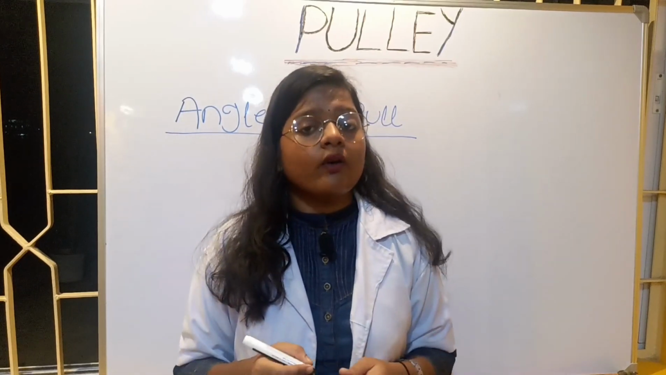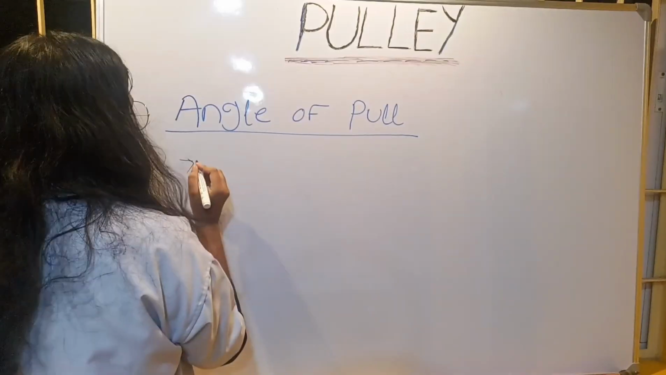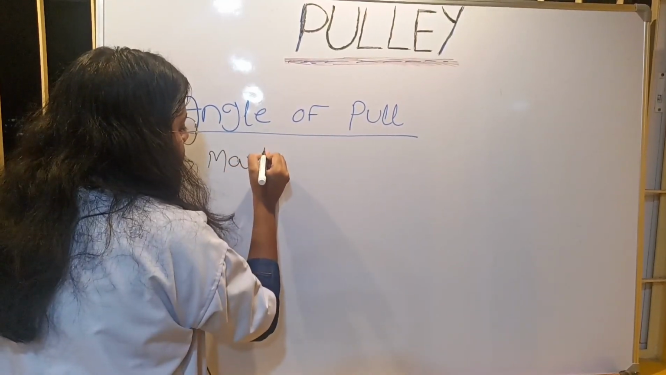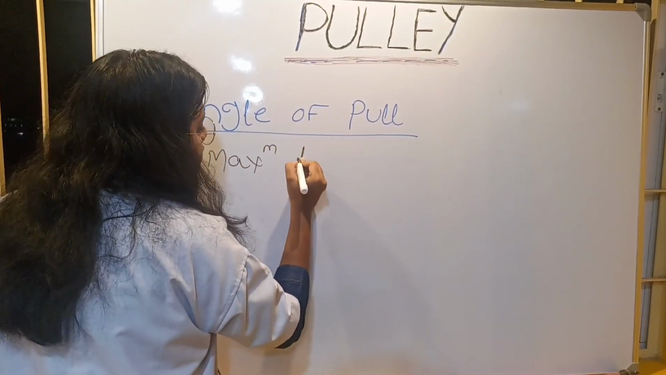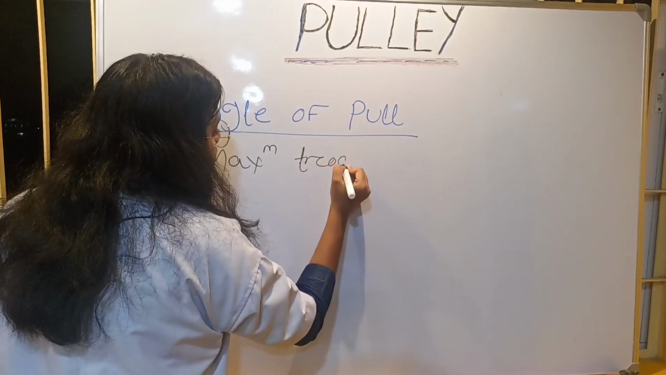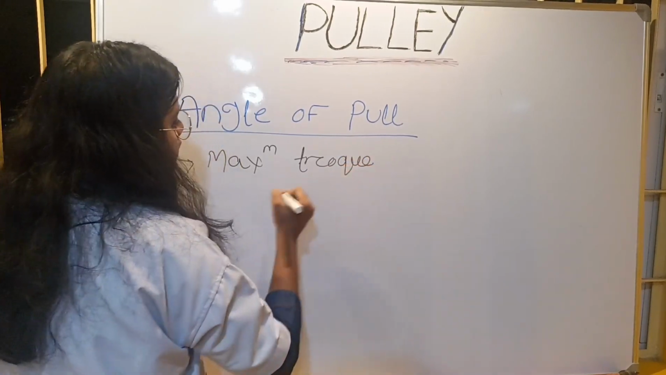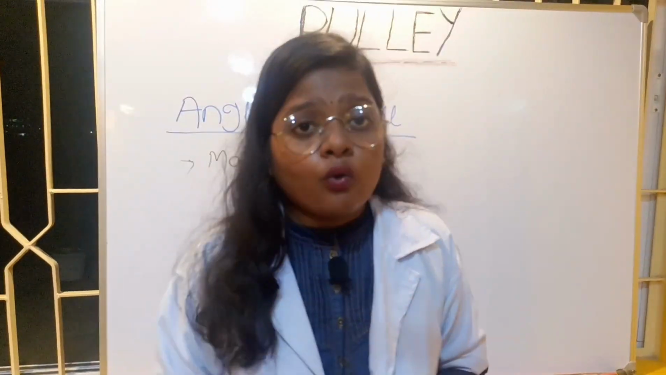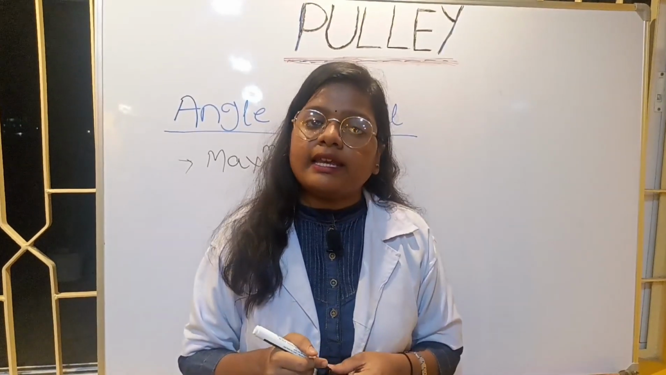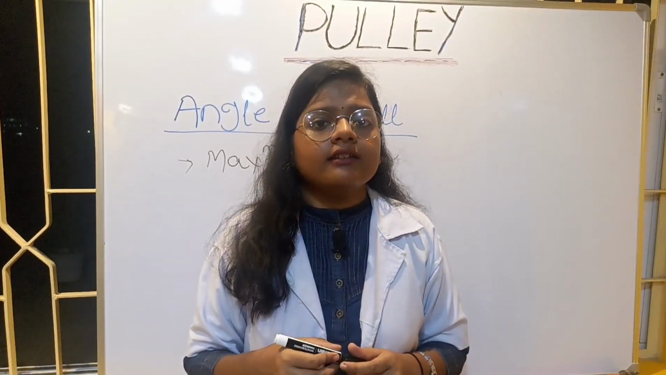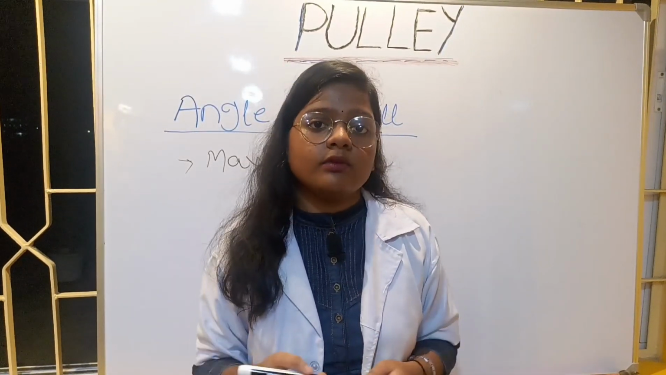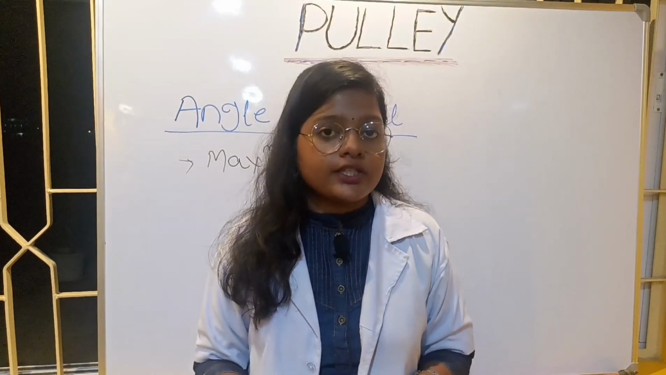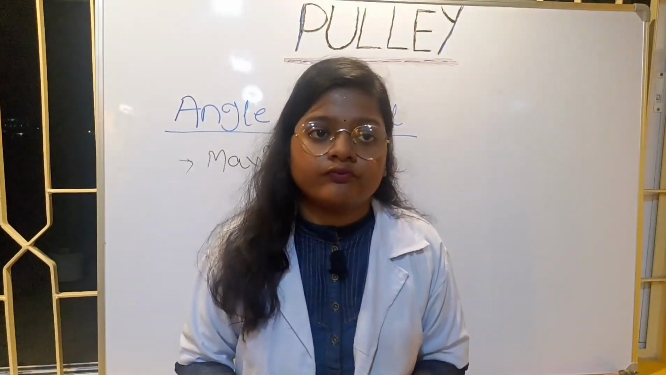Let's discuss what the reasons are for that. The first reason is maximum torque. When the angle of pull is 90 degrees, it will produce maximum torque, which is a rotatory movement, and that movement causes the bone to move.